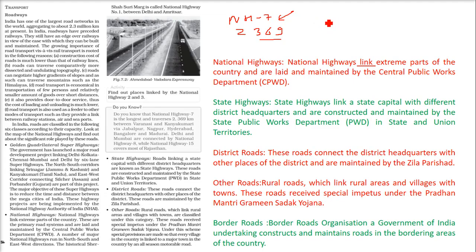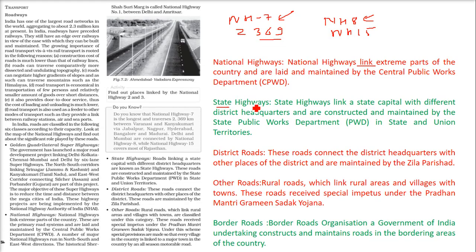Then we have 2 more of these, NH8 and NH15. NH15 covers most of Rajasthan, and then various other cities like Mumbai and Delhi are connected by National Highway 8 as well. So you have to be very careful about these names.